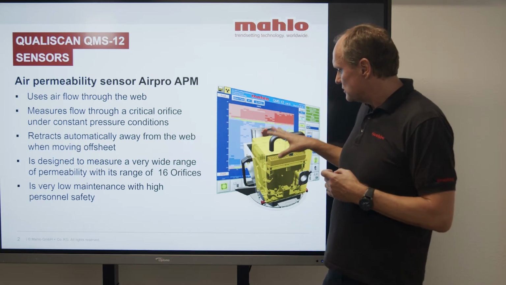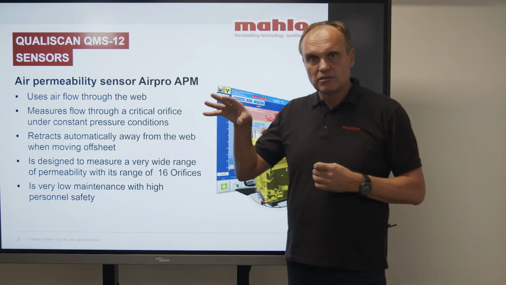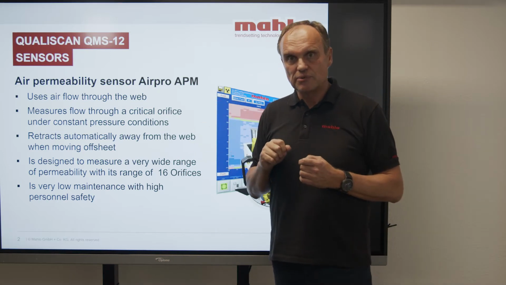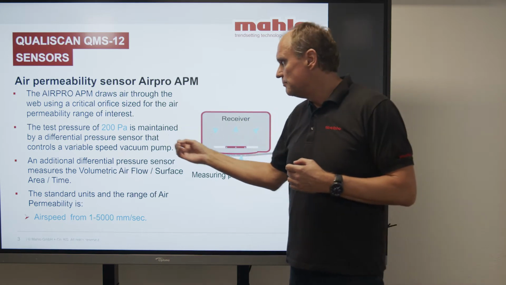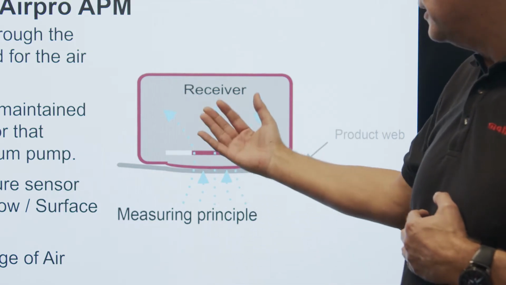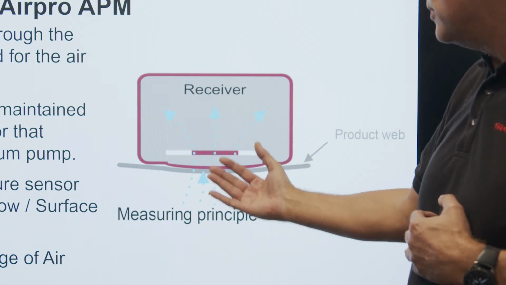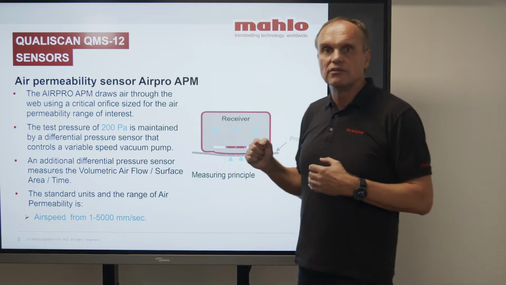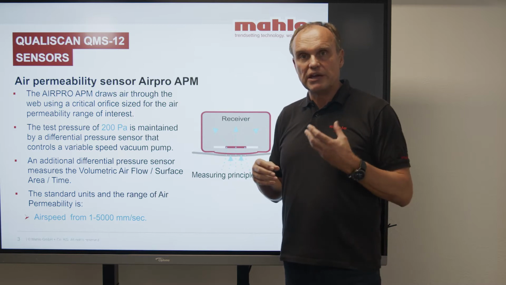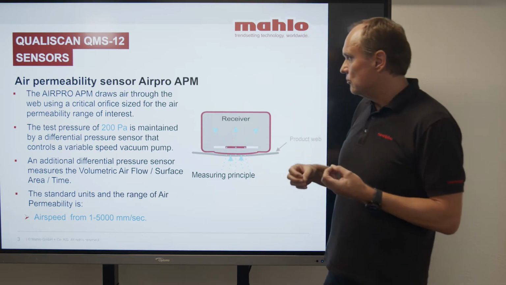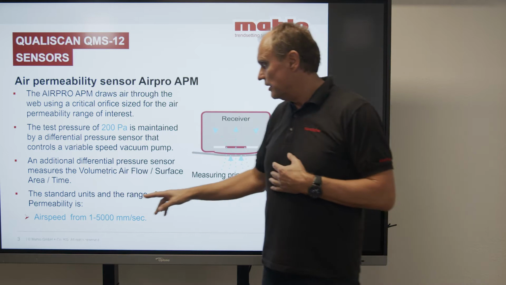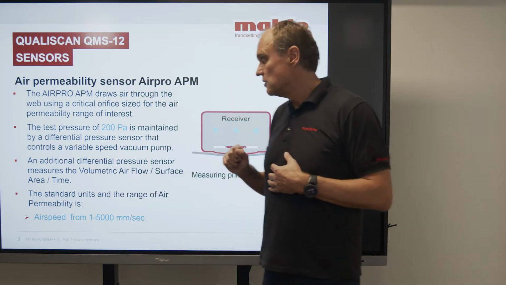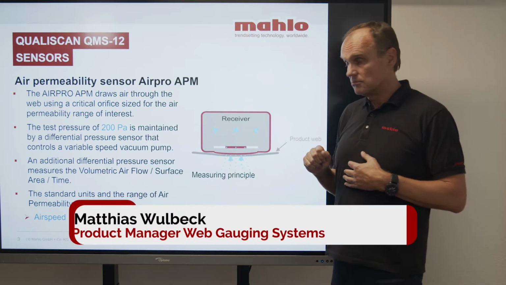What we use is a system that touches the surface of the web, and a vacuum pump draws the air through the web inside of the sensor, and by comparing the pressure with a test pressure, we can determine the air permeability in a range from 1 up to 5,000 millimeters a second.